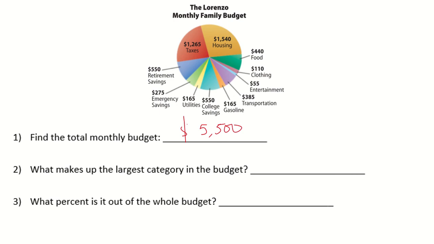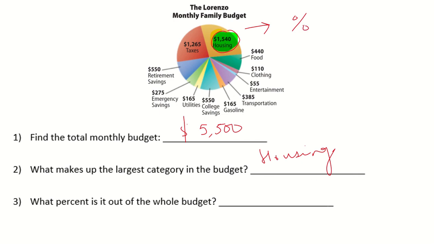Number two, what makes up the largest category in the budget? That would be housing, as you can see. Easily identifiable. Housing. What percent is it out of the whole budget? So this is number three, still dealing with number two. What percent is housing out of the whole budget? So here's where math comes in. We need to change housing into a percent.